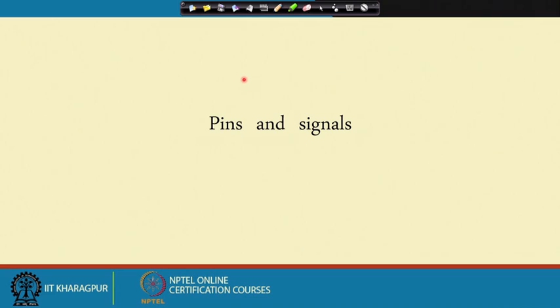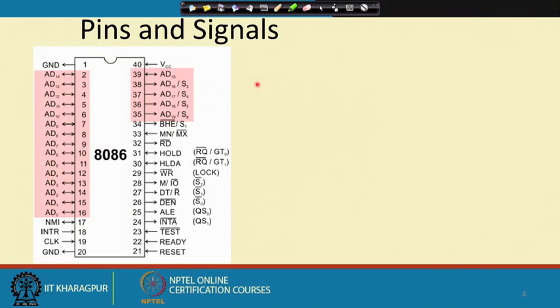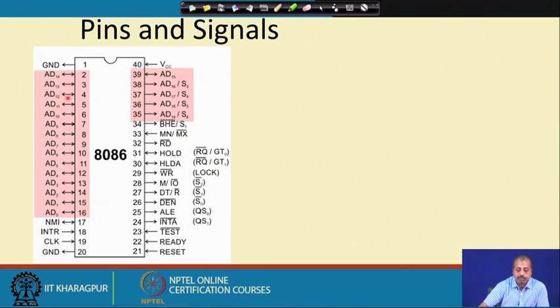So, pins and signals. We will be looking into the different pins that we have on the 8086. It has these pins AD0 through AD14, which are the 15-bit addresses, and then we have this AD15 pin. That is also there. Then 16, 17, 18, 19. So, this is the 20-bit address bus, and you see that the address bus is also multiplexed with the data bus.